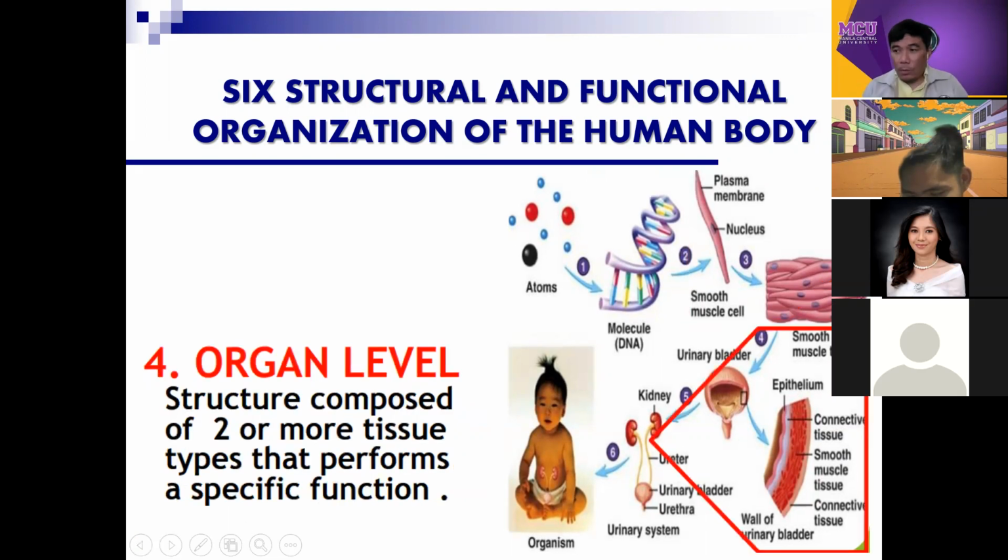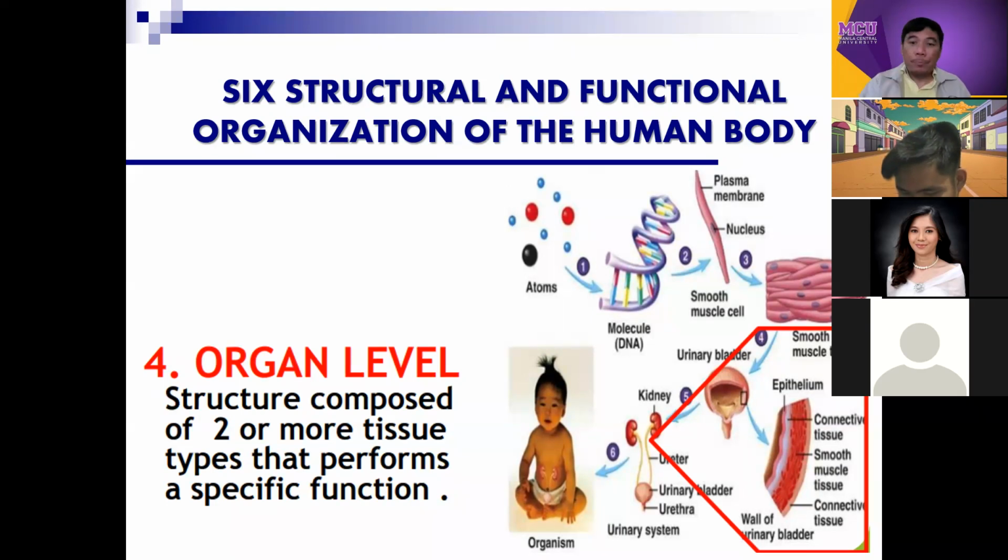The next is all about the organ level. If we have started on the chemical level, on the molecules and atoms, then the cellular level is on how the cell will function according to the needs of oxygenation, nutrients, and waste products. On the tissue level, these cells are clustered into one, while the organ level, ayan na, is composed of two or more tissues already.